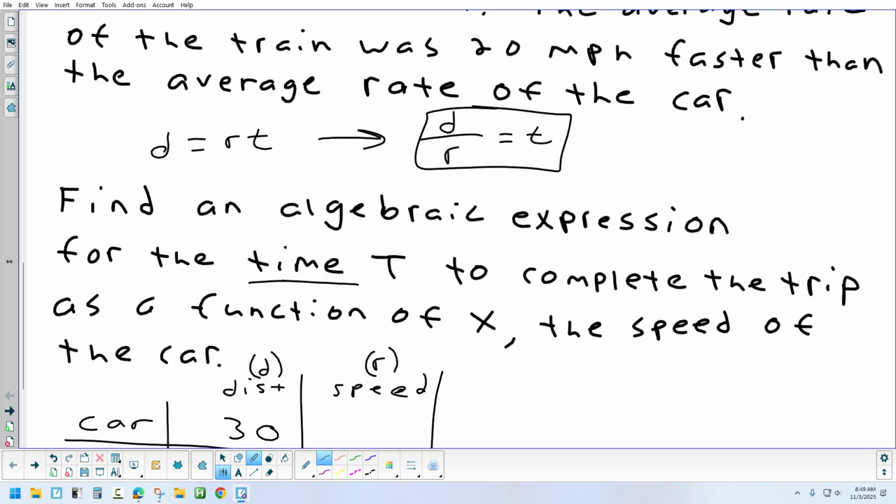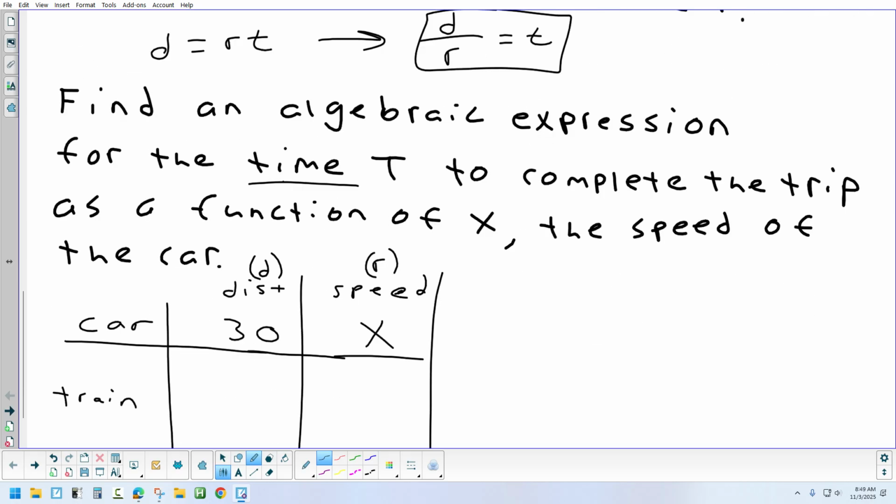What do they tell us about the speed of the car? It's 20 miles slower than the train. So the train is 20 faster. And do they give us a way to represent the speed of the car? X. They tell you to let x be the speed of the car.